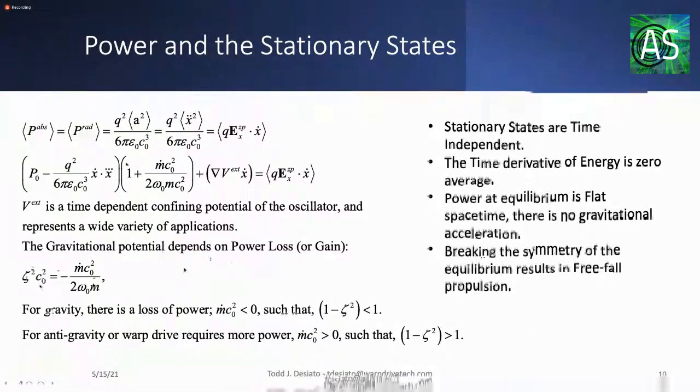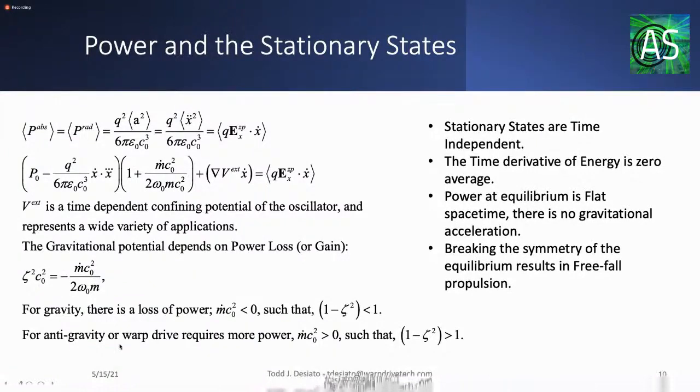So the V external is just an external time-dependent confining potential. Like if I have an oscillator, it's got to be confined by a potential, otherwise it'll just fly off to anywhere. So that's all that is, but it could be a lot of different things. It doesn't have to be a simple harmonic oscillator. The same equation would apply. That was the general approach that Hal Puthoff took.